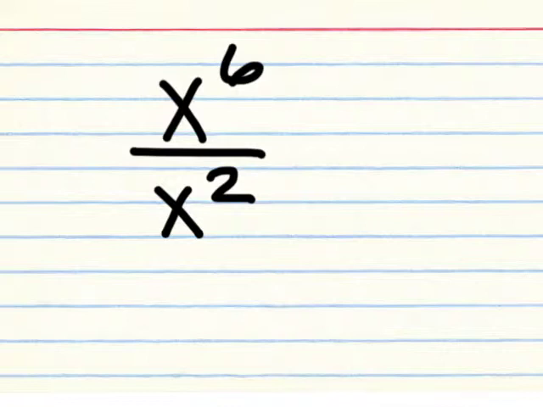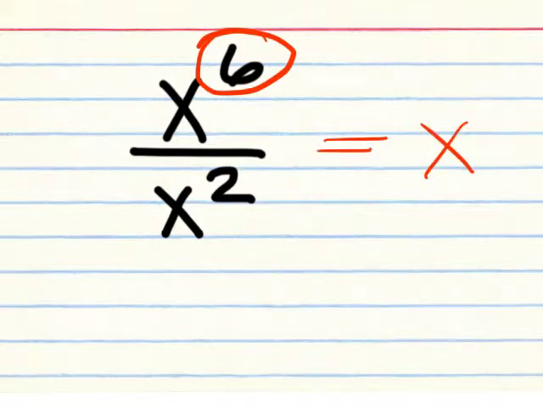x to the 6th over x to the 2nd. Your variables are the same, but they're over top of each other. Look for the position of the largest exponent. 6 is the largest exponent. If it's on top, then simply write an x and subtract the exponents. 6 minus 2 would be 4. x to the fourth is the answer.